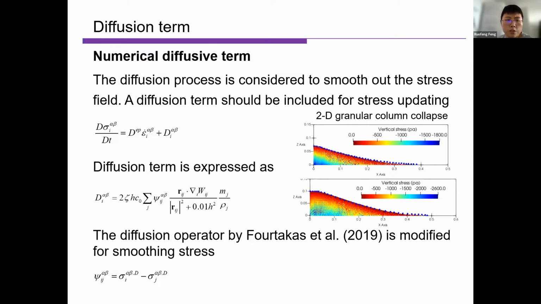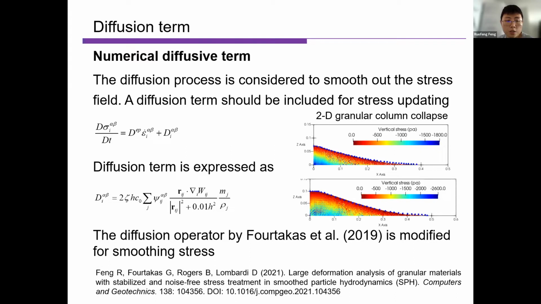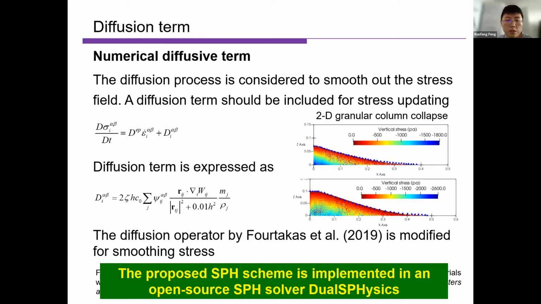But what we need to consider is the diffusion operator. The diffusion operator has the dimension of the quantity to be diffused. So here we express it using stress and modify it from Protopapas et al. in 2019 for smoothing of stress. For people who may be interested in our study, you can refer to our recent publication for more details. And the proposed scheme is implemented in an open source SPH solver, GeoPhysics.